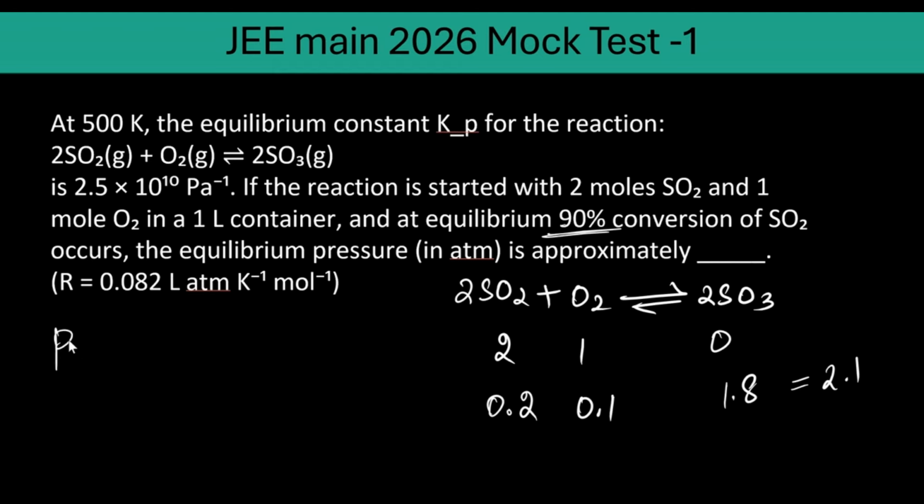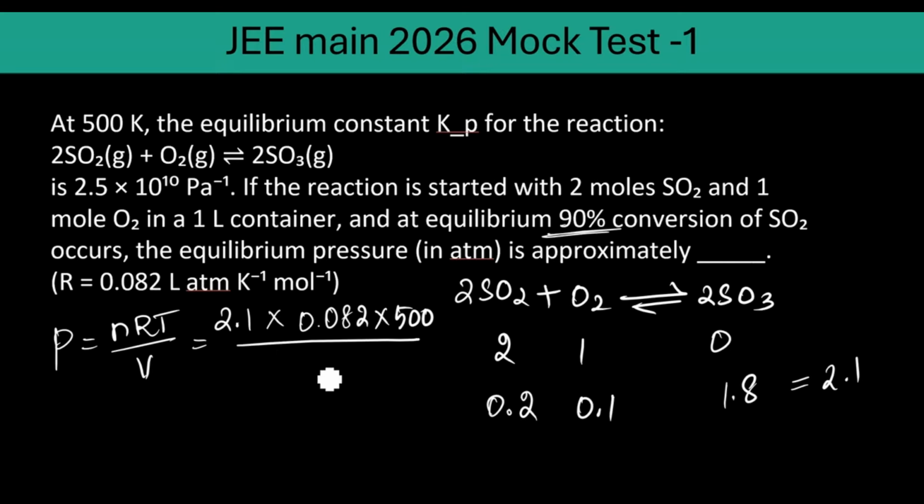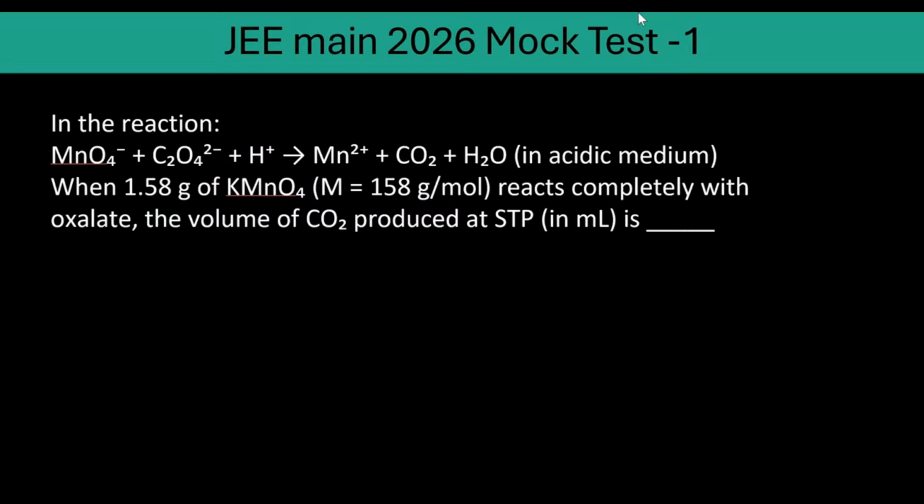We know PV is equal to nRT. So P is equal to nRT by V. n is 2.1, into R value 0.082, into T value, that is 500 Kelvin, divided by volume, that is 1 liter container. So which will give you 86.1. So the nearest integer would be 86.